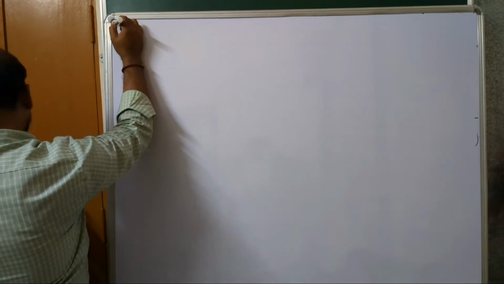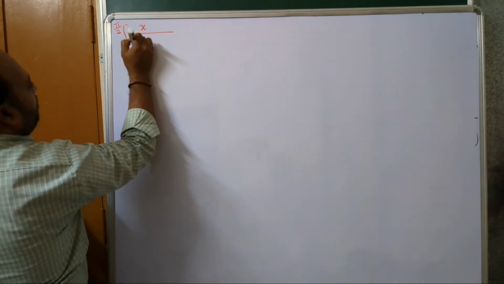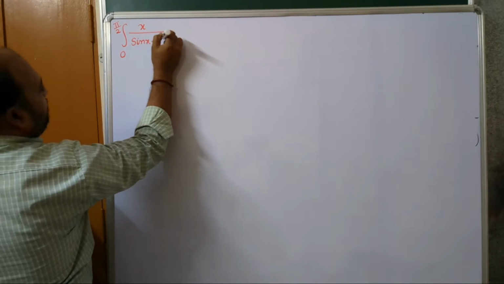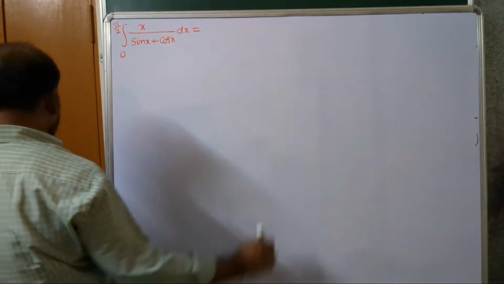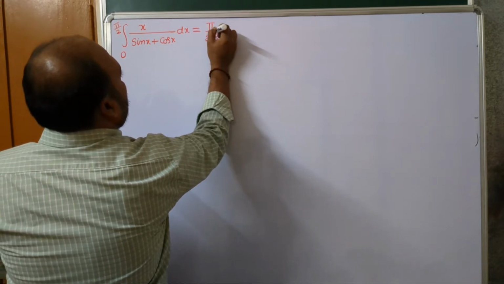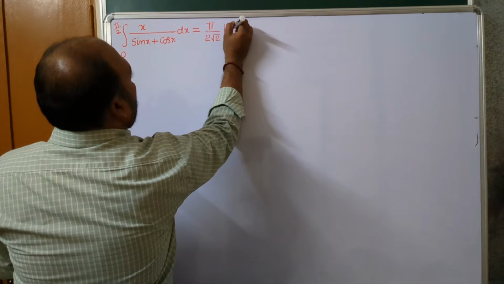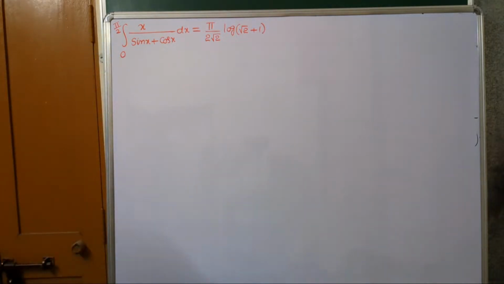Integral 0 to pi by 2, x by (sin x plus cos x) into dx is equal to pi by (2 root 2) into log of (root 2 plus 1). They are asking to show this result. Integral 0 to pi by 2 of x by (sin x plus cos x) is equal to pi by (2 root 2) into log (root 2 plus 1).